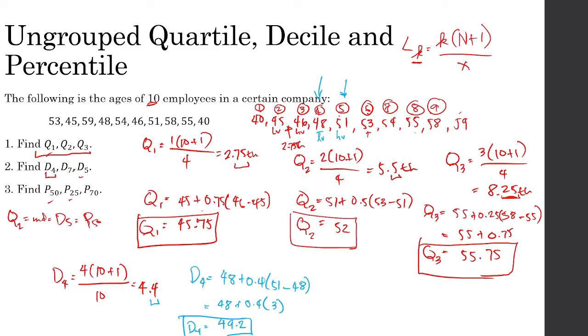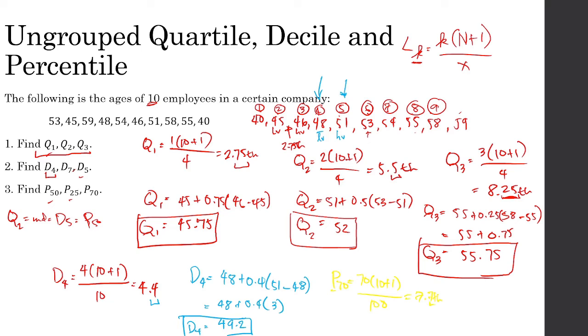Okay, so let's try. Let's compute P70. So, for P70, our locant is 70. So, we will be using 70 there, times 10 plus 1, divided by, since we have a percentile, our quantile is percentile, that means this is 100. So we will have there 11 times 70, is that 770? 11 times 70, 770 divided by 100. So that will be 7.7.